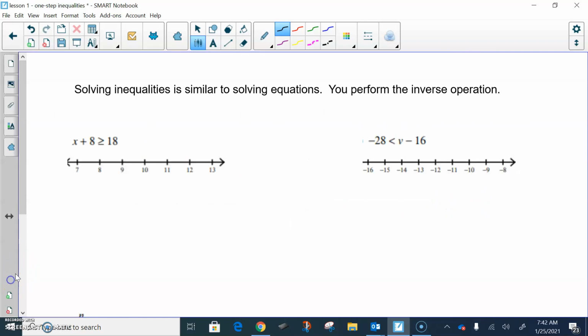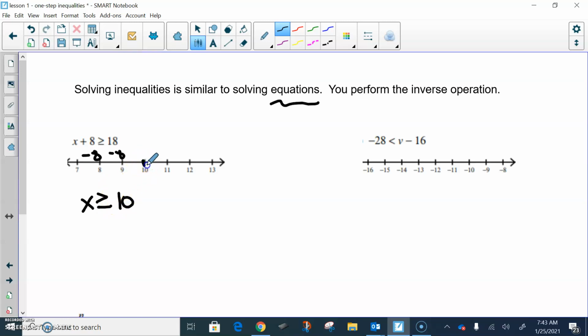Let's go ahead and solve a couple one-step inequalities. Okay, you can see there's some addition, there's some subtraction. It's just like solving equations. We're going to do the inverse operation. So if they add, we subtract. If they subtract, we add. So I'm going to go ahead and subtract 8 from each side. So I get x is greater than or equal to 10.